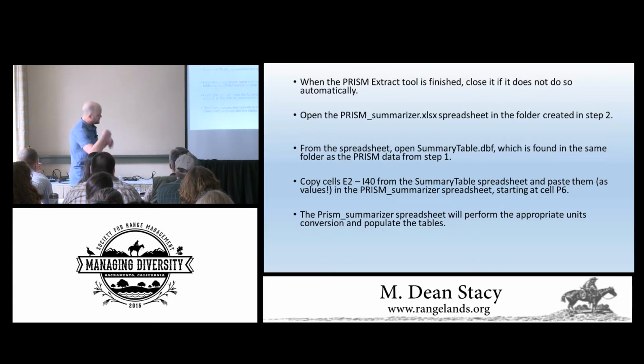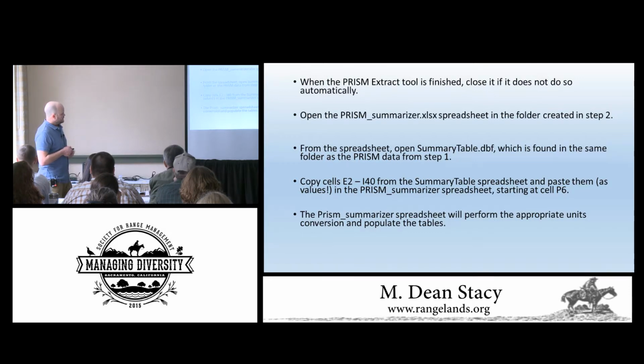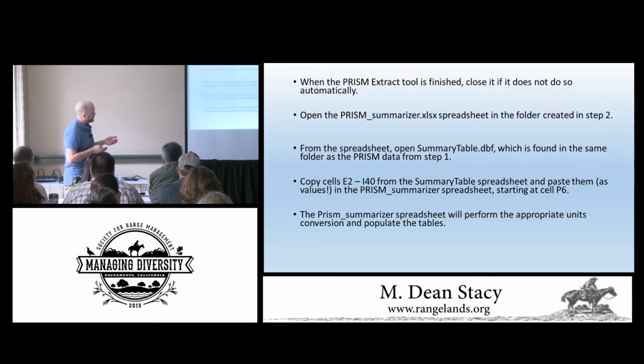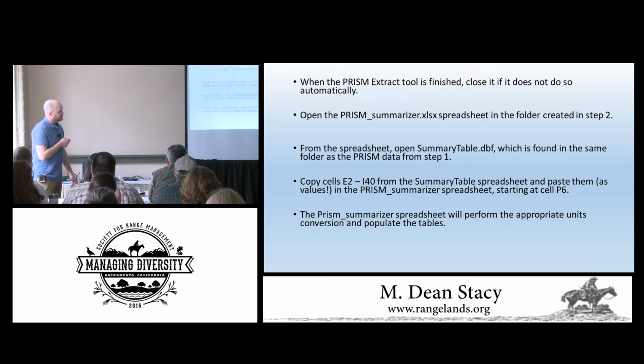And once it's done running, doing its thing, you just go to the summary table that it put into that folder that you'd saved it in. You take that table, open it, and then copy and paste it into the summary table that comes with the download. Once you do that, it'll give you a very similar summary sheet as the climate summarizer gave you.